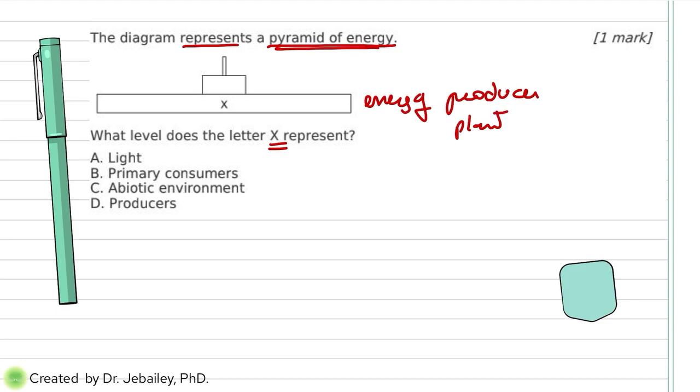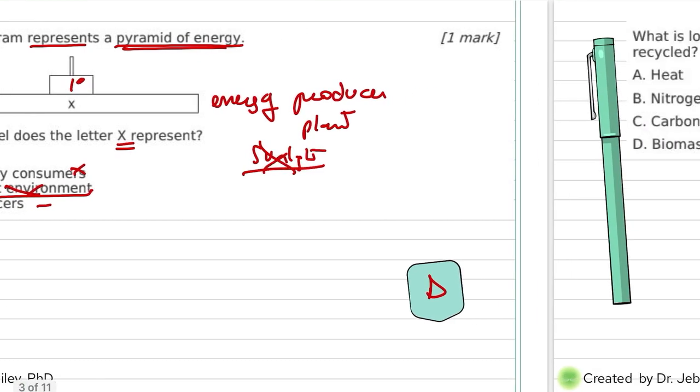So in this case, let's look at which options we have here. Light? No, that's not it. Many students put light, but you never put the sun, light, as the base, ever. Primary consumers will be this one, so it's not this. And abiotic factors do not have energy, so the only thing left is D. So D is the answer for this one.